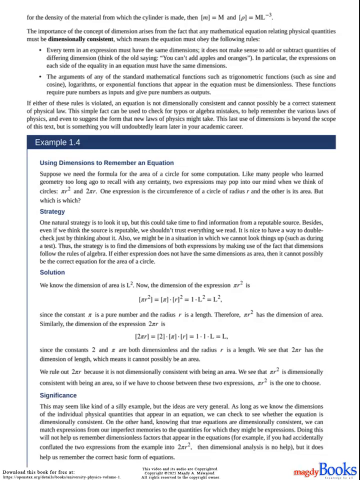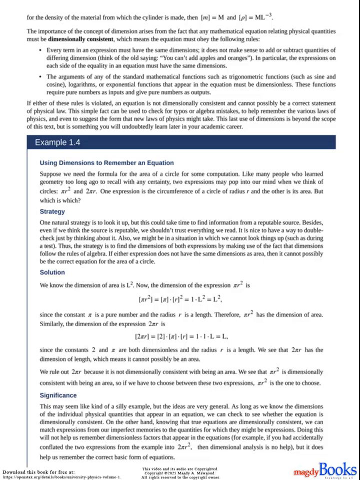Solution. We know the dimension of area is L squared. Now, the dimension of the expression pi r squared is [pi r squared] = [pi] · [r]^2 = 1 · L squared = L squared. Since the constant pi is a pure number and the radius r is a length, therefore, pi r squared has the dimension of area.